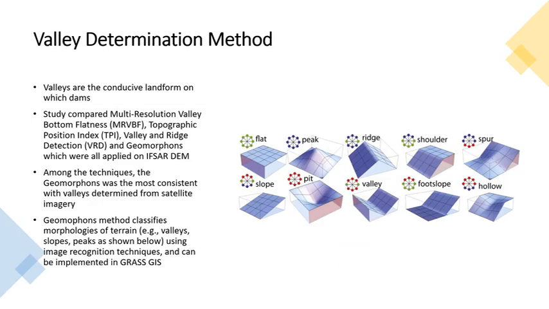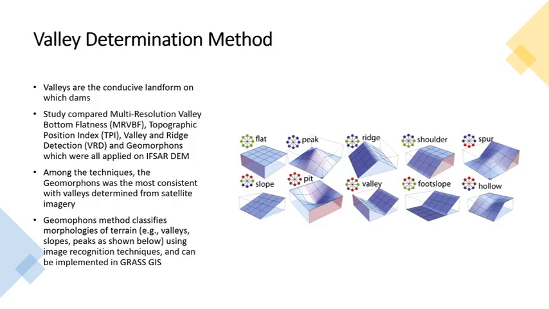So this is the first criteria that they applied to find potential dam sites. They looked for valleys using the IFSAR dataset. Note that valleys are the conducive landforms to place dams. In the study, they used multiple methods to find valleys from the topographic data: multi-resolution valley bottom flatness, topographic position index, valley and ridge detection, and finally the geomorphons.